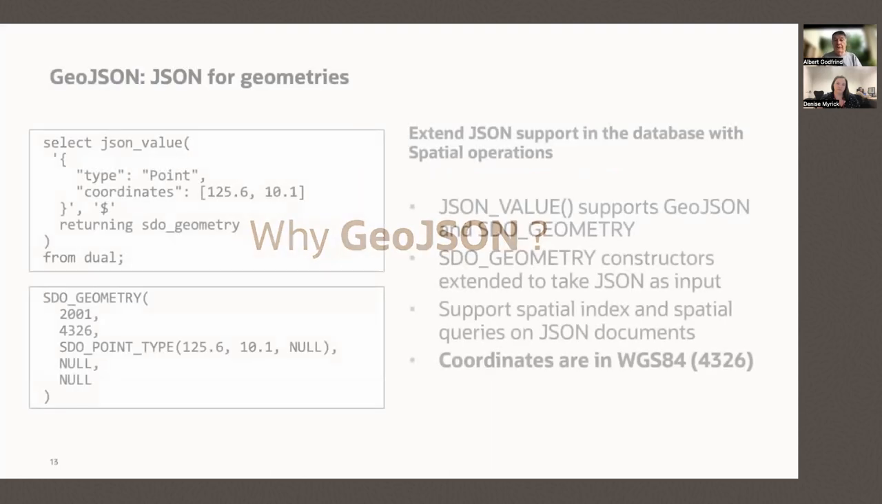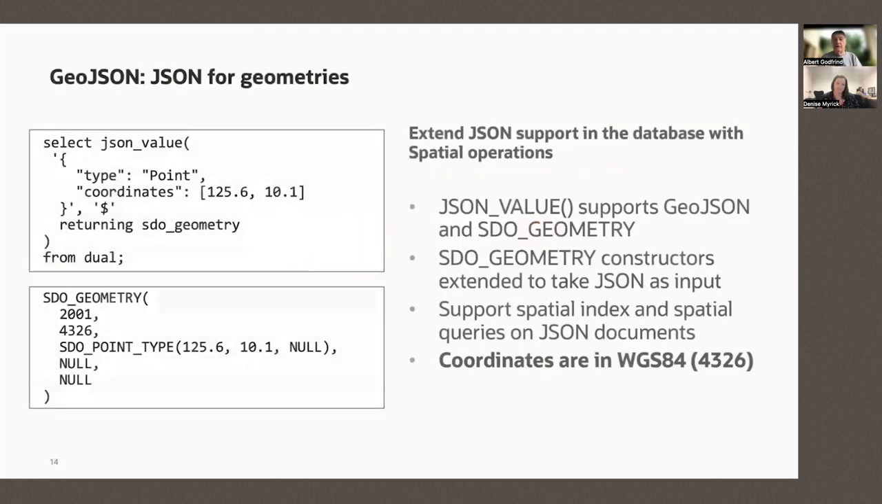Now, why GeoJSON? GeoJSON is JSON for geometries. For XML, there's GML, Geographic Markup Language, which is XML for geographies. And that is actually an ISO standard being used, for example, in the UK. The UK national mapping agency is only distributing its data in GML. It's been doing that for maybe 20 years or so. It was, I think, one of the pioneers to do this sort of thing.